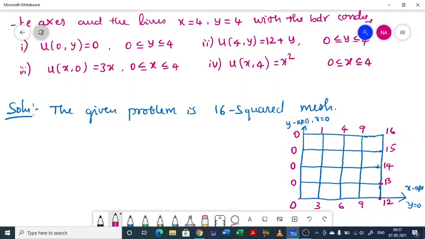Now this is the table. We need to determine these entries: U1, U2, U3, U4, U5, U6, U7, U8, U9.